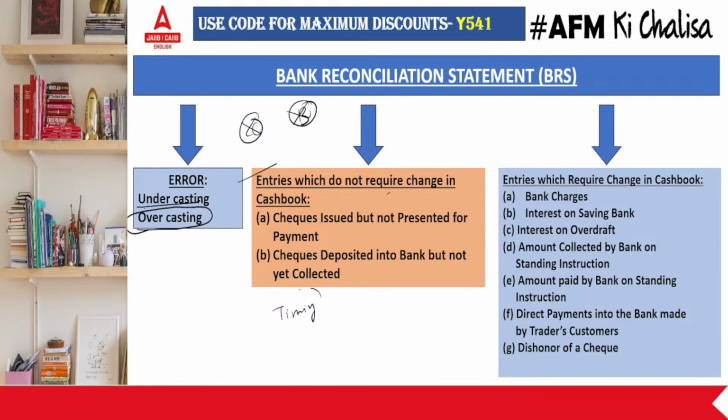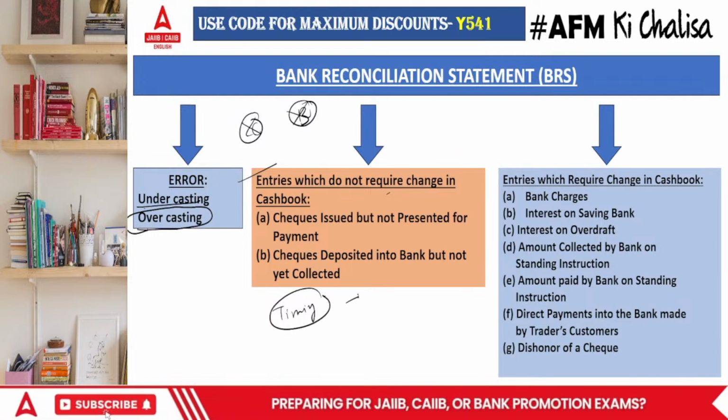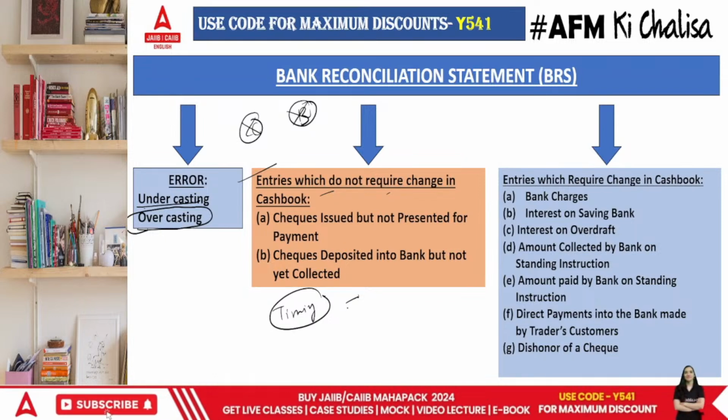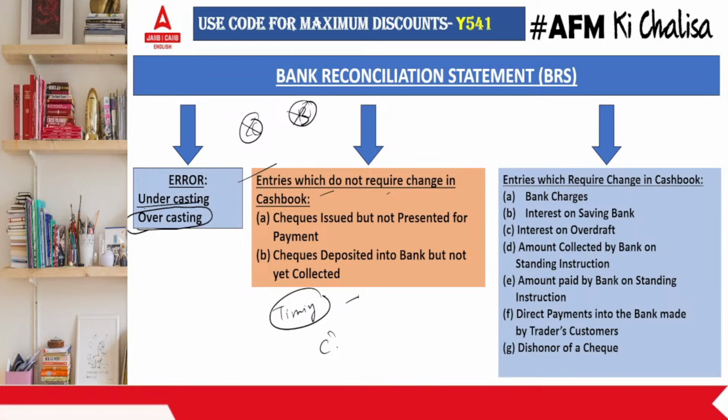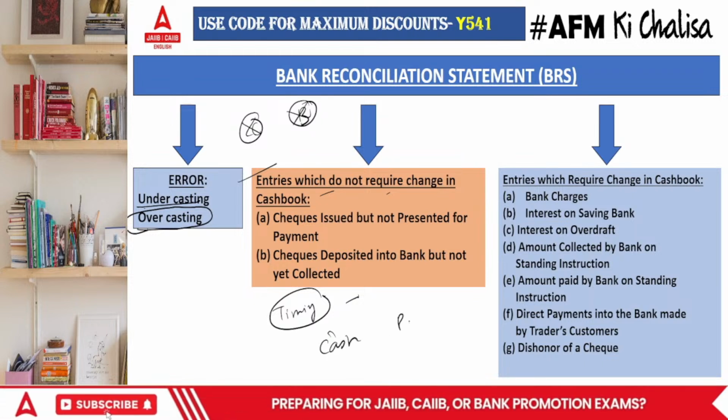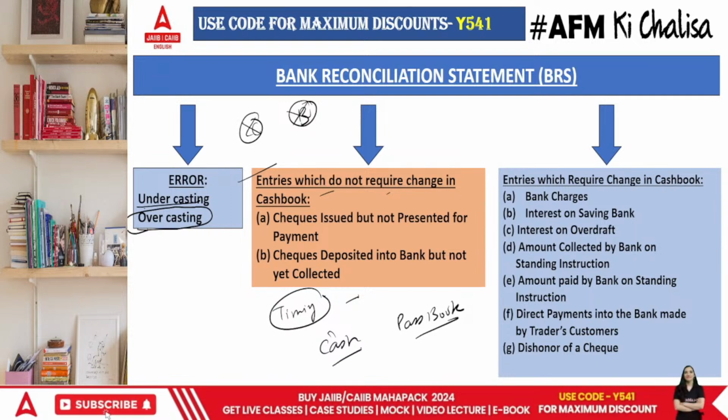If I deposit a check today, it's not cleared. It's a timing based issue. So this doesn't require any change there. But we have to just find out that these differences are the reasons my cash book and my passbook are not agreeing. Right? Then come entries which require change in cash book.